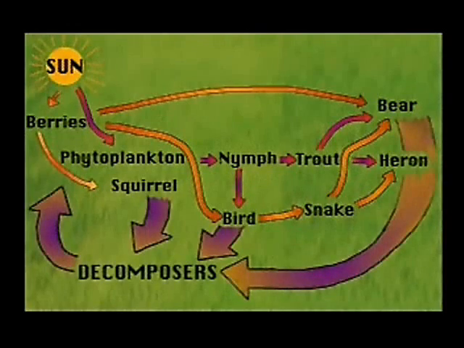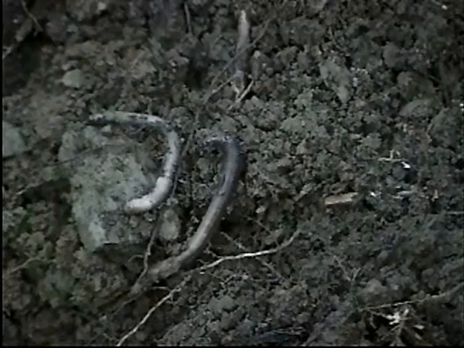Adding decomposers to our food web, we can see that everything is eventually broken down by decomposers. Decomposers, like these worms, recycle nutrients from dead organisms, allowing living ones to flourish.